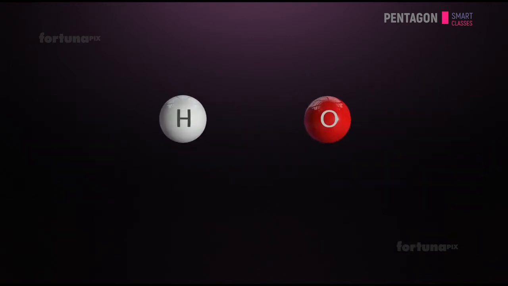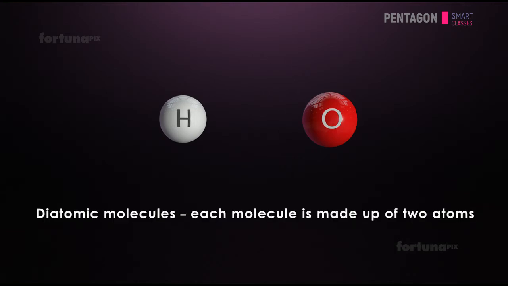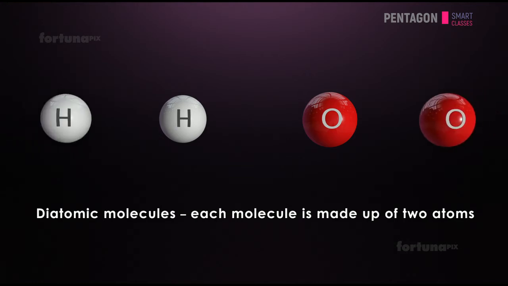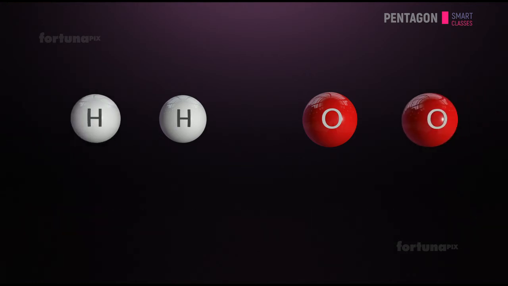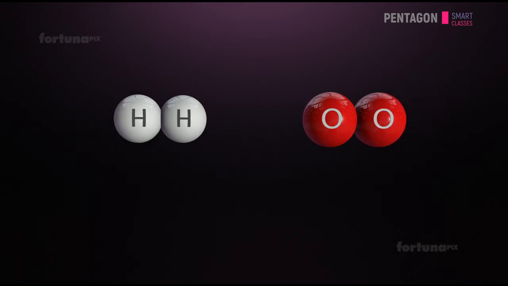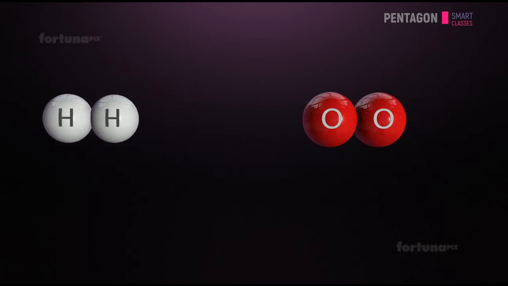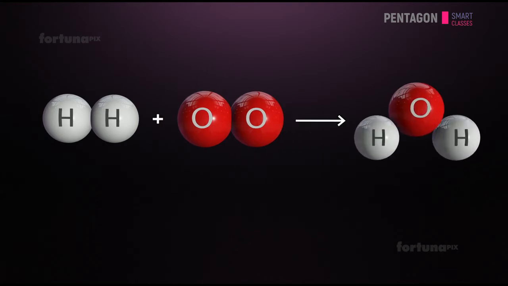But hydrogen and oxygen are rarely found as single atoms. They are diatomic molecules, meaning each molecule is made up of two atoms. That means we need to change our equation, making it H2 and O2. H2 plus O2 gives H2O.